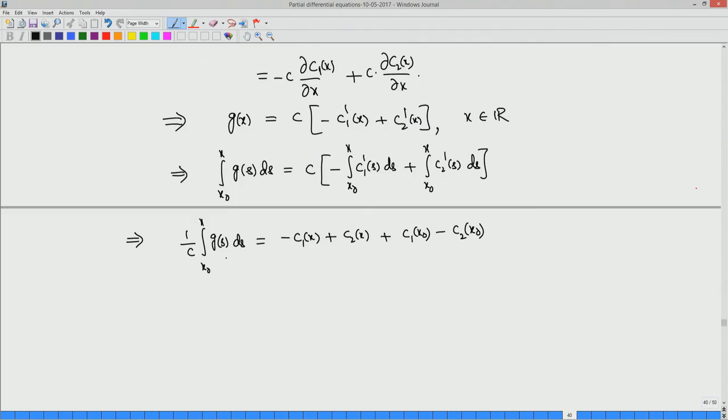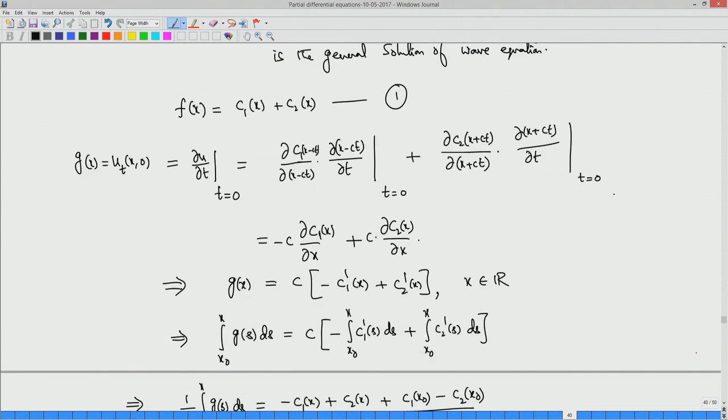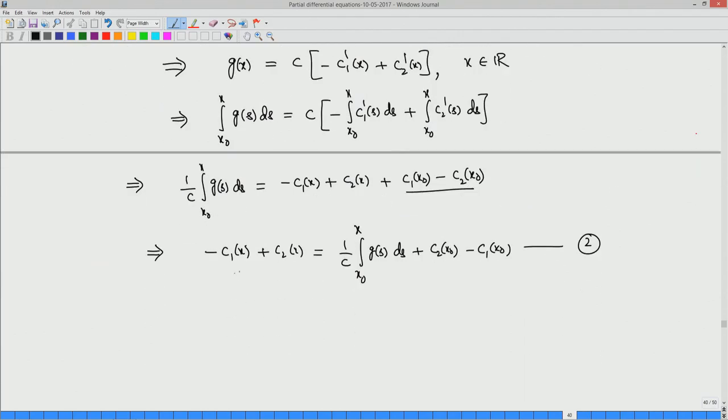So this is your equation. This gives me an equation in C1 and C2, that is minus C1 of x plus C2 of x equal to 1 by C integral x naught to x g of s ds plus C2 at x naught minus C1 at x naught. You bring this to the other side, and this is your equation number 2. So from 1 and 2, C1 plus C2 equal to f, and minus C1 plus C2 is this one.